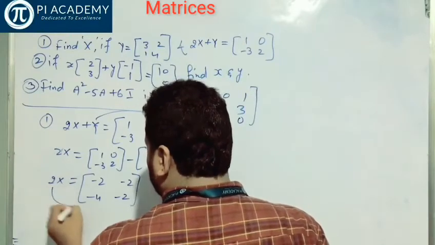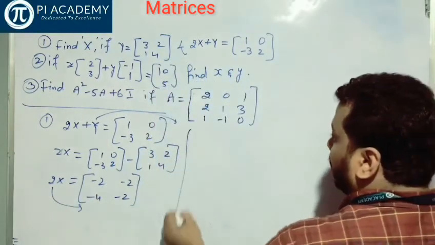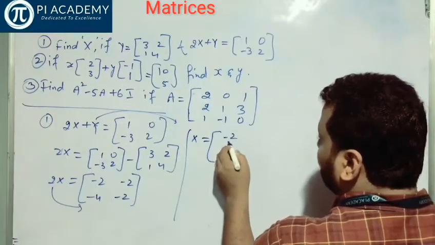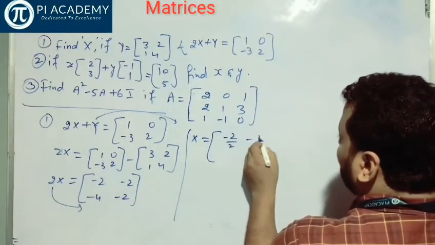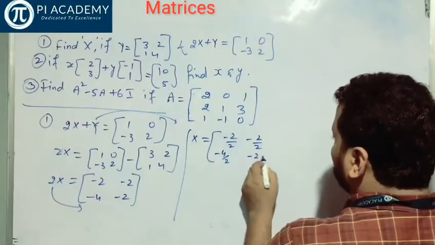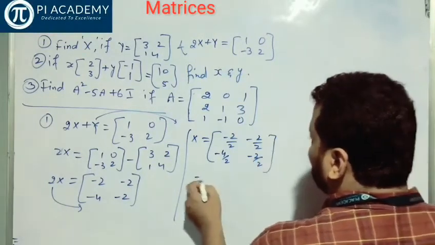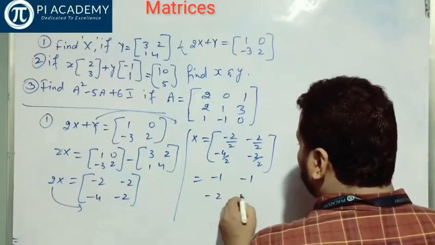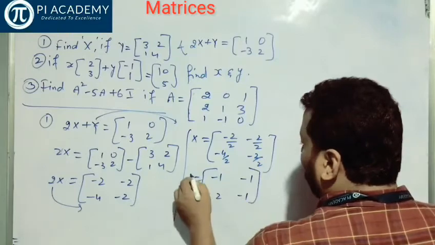Now if I just transfer the 2, it will just divide. So the X matrix will become minus 2 divided by 2, minus 2 by 2, minus 4 by 2 and minus 2 by 2. So after cancelling, what will you get? Minus 1 here, minus 1 here, minus 2 here and minus 1 here. This is your X matrix.